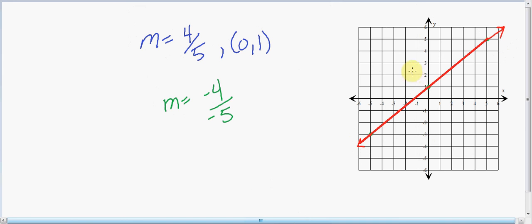So we're going to say that we have 0, 1. Right here is 5, 5, and this point right here is negative 5, what would that be? Negative 3. So that's our first graph given a slope and a point. Remember, you graph the point and then you use the slope to get additional points.